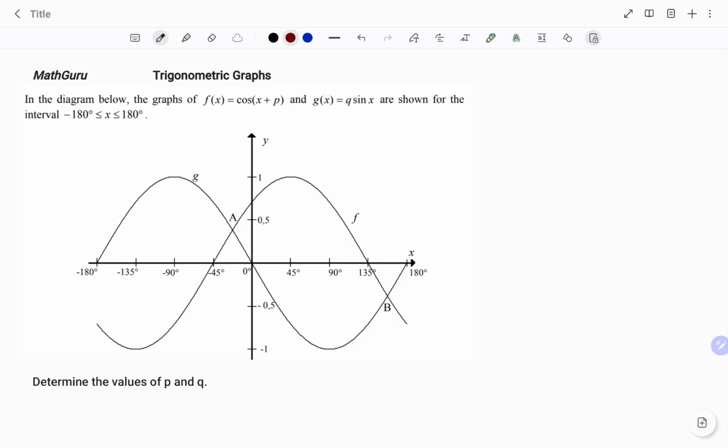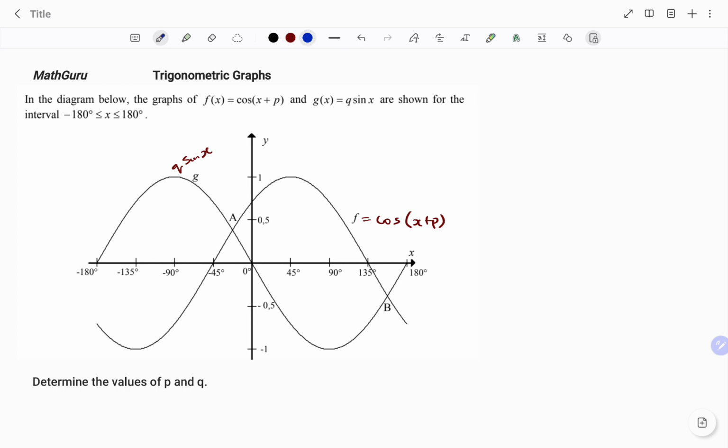To start with, I'm going to start by labeling my graphs. I have my f of x equals cos of x plus p, and my g of x equals q sine x. Now we have to find the value of p and q, starting with the value of p.